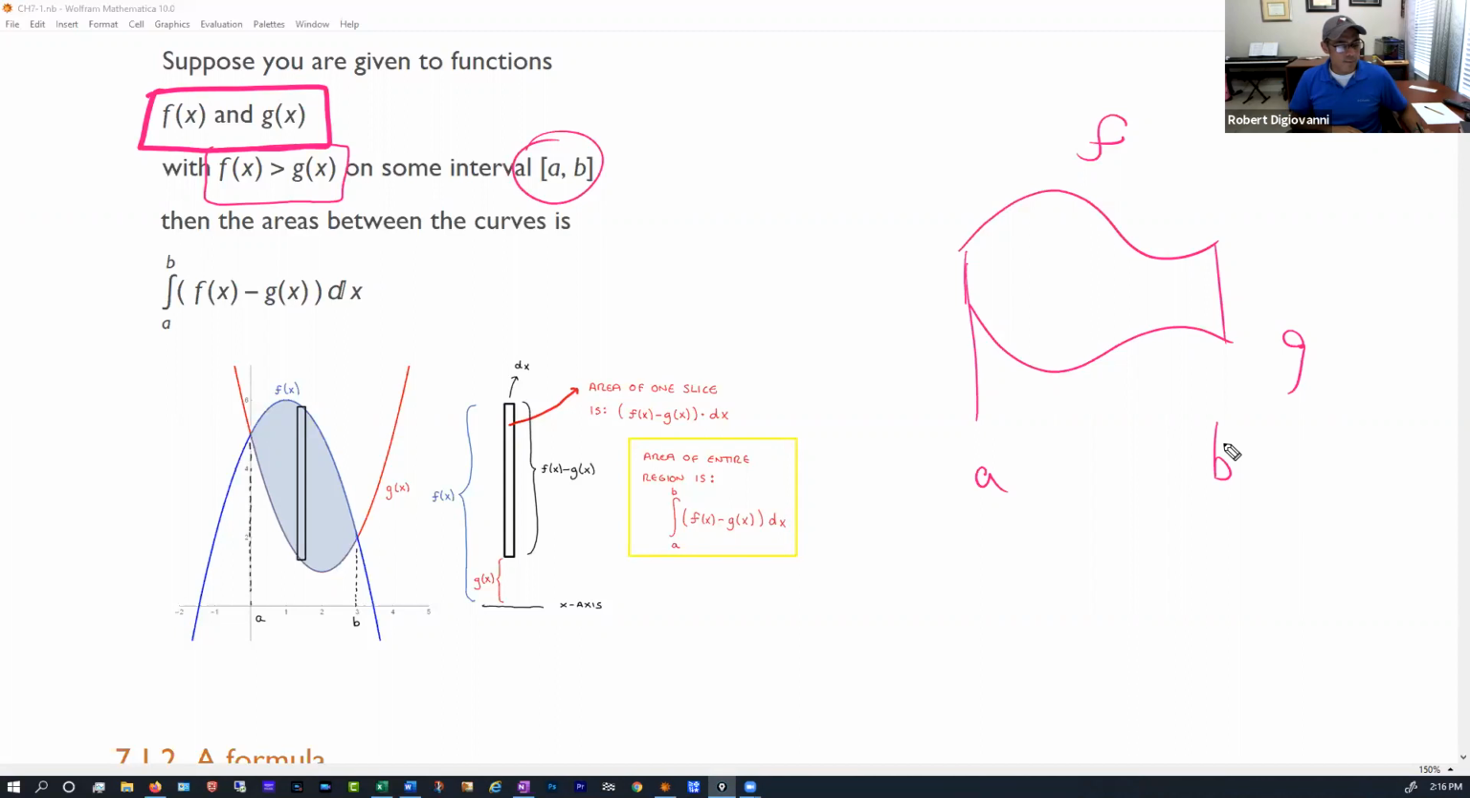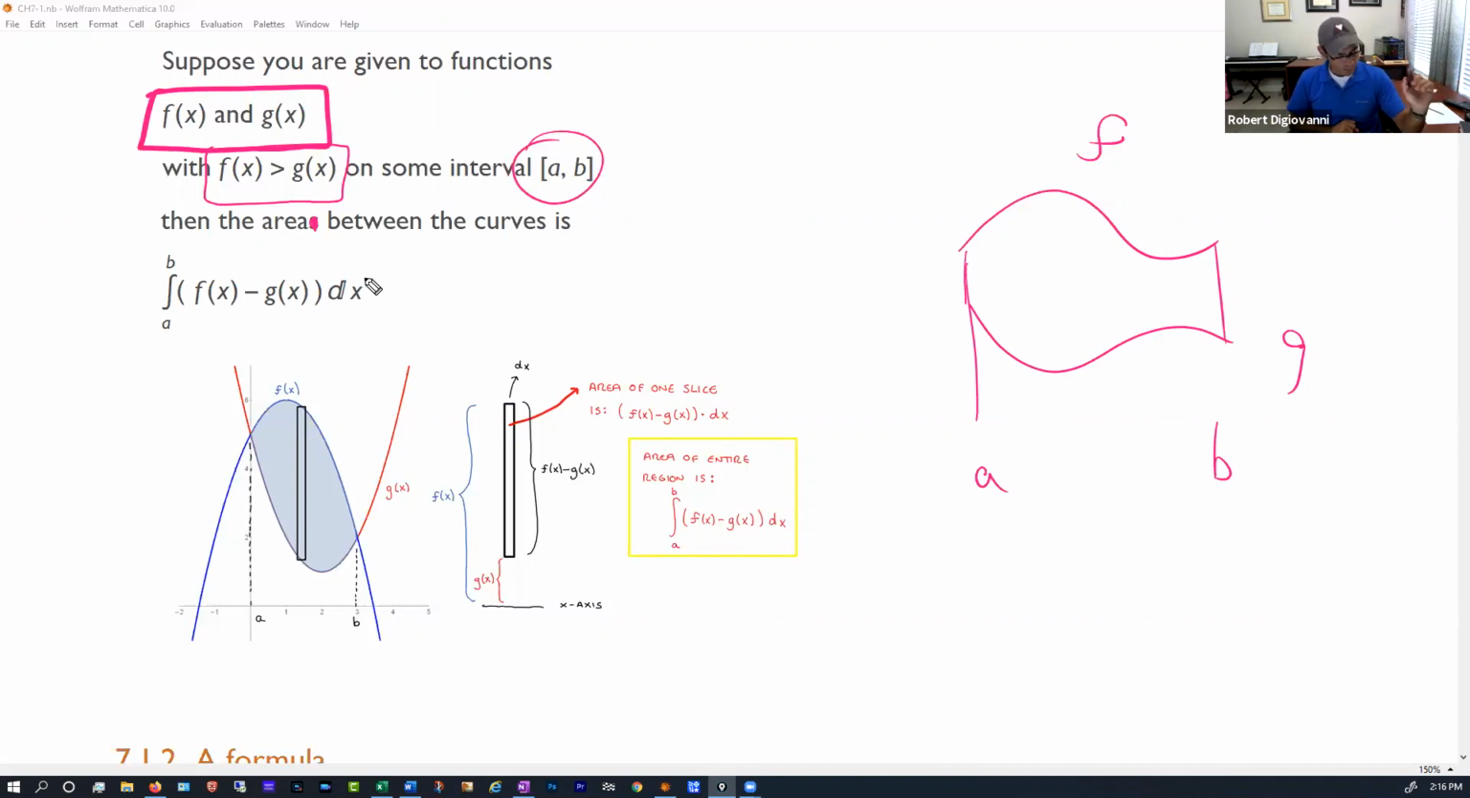So let's say that that's given to us. Then the area between the curves is the integral from a to b of f of x minus g of x dx. Now, that's the formula, but let's understand why.